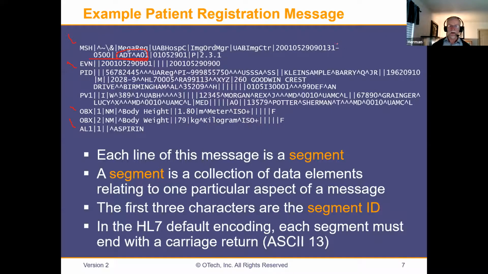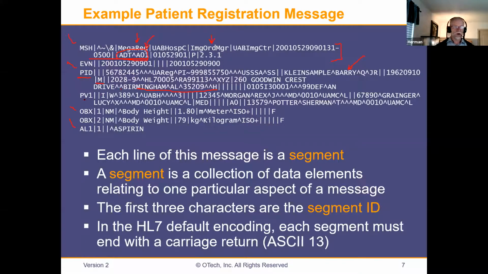MSH, message header, has all you need to know about the message, from the mega registration system to the image order system. It's an ADT A01. What patient does it go to? PID, patient identification. This is a patient registration for Barry. And you can actually look at it. M probably means male, and Birmingham, Alabama, this probably is the address. So it's very easy to read and to see the information.